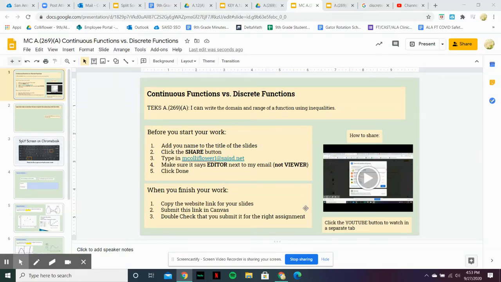Hello, everybody. In this video, we're going to go over the quick differences between continuous functions versus discrete functions.